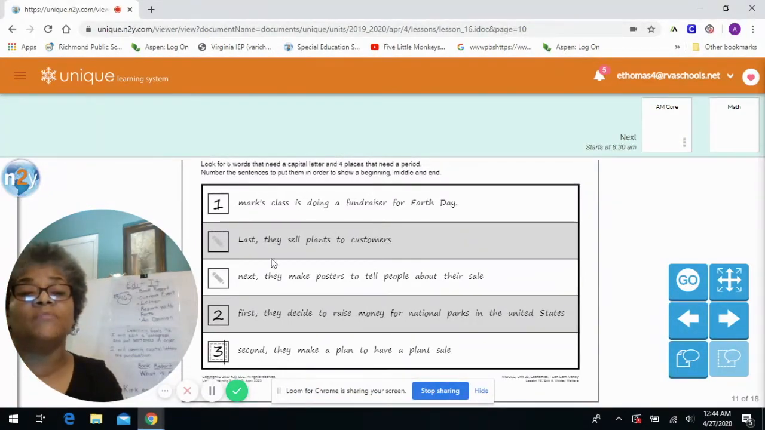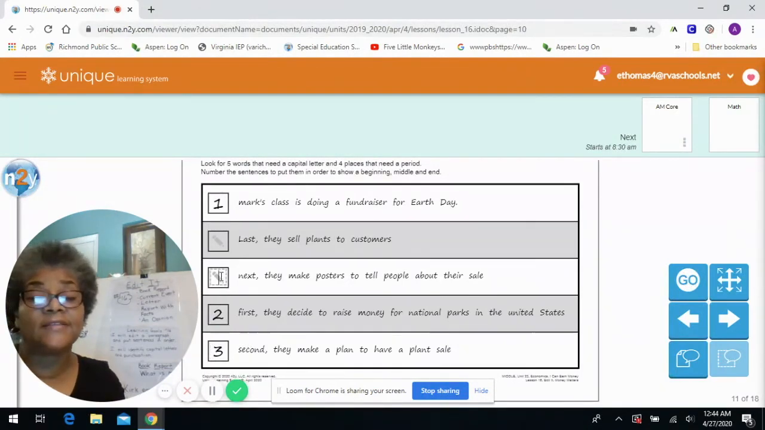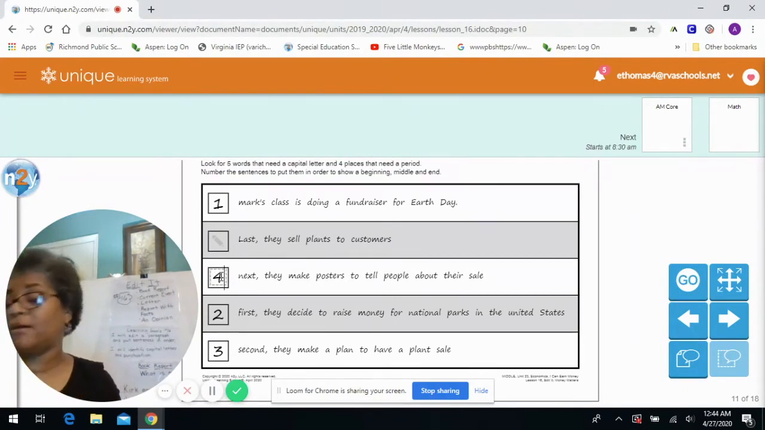The next one, so we have 1, 2, 3. So what's number 4? Next. Yes. Next, they make posters to tell people about their sale. So at the beginning of the sentence, capital N. Next, they make posters to tell people about their sale. Okay, so it's just a period at the end.